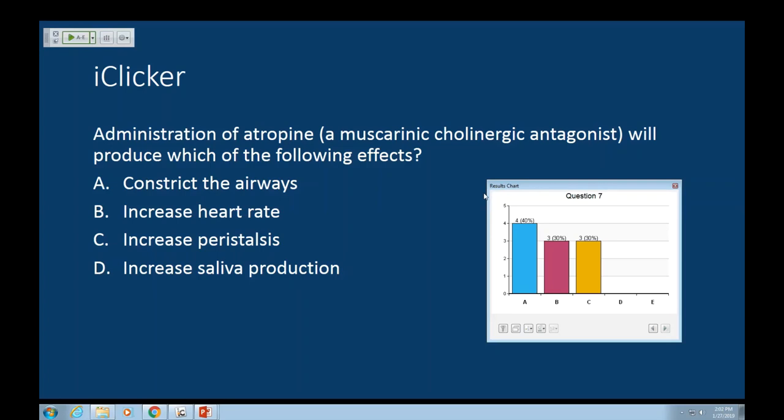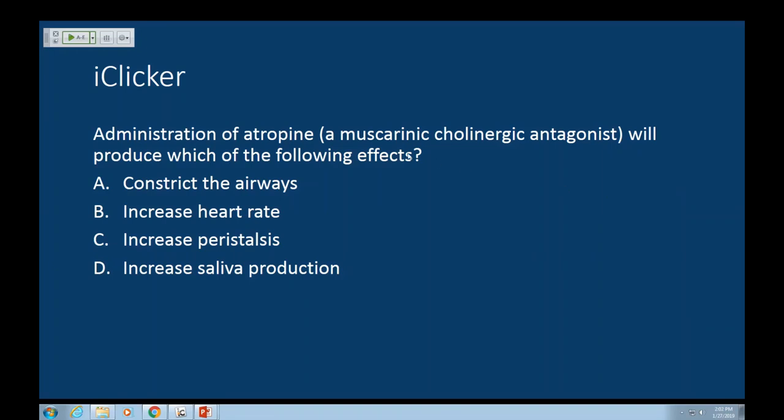I agree, this was kind of a difficult question. Lots of things you need to take into account, but I did give you enough information to answer it. First thing, if you don't already know what an antagonist versus an agonist is, now is the time. Antagonist blocks a receptor, agonist stimulates a receptor. So a muscarinic cholinergic antagonist.